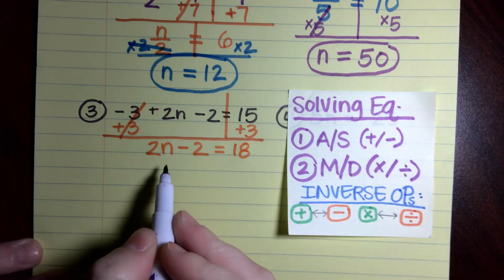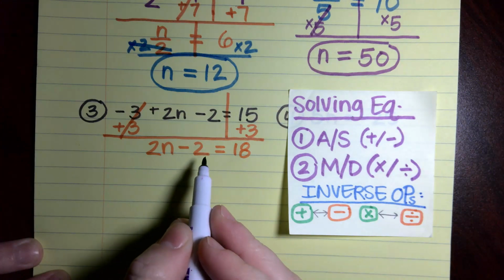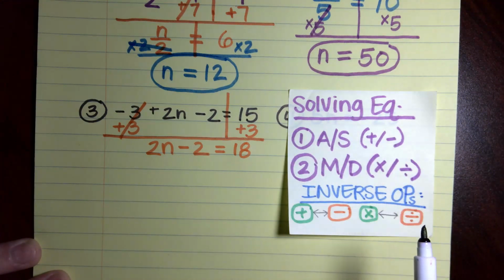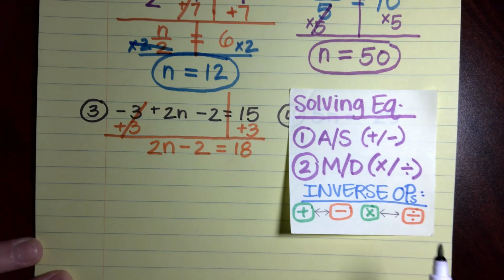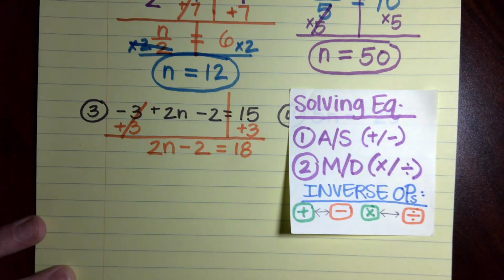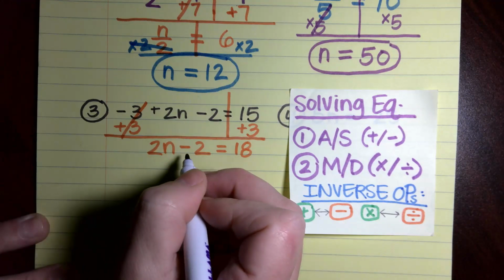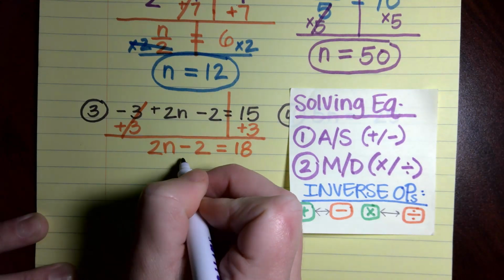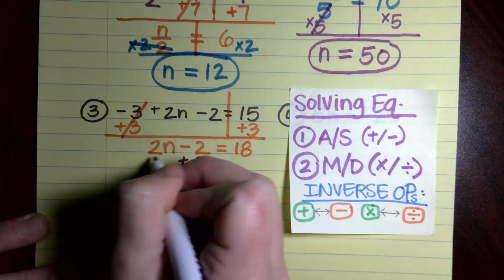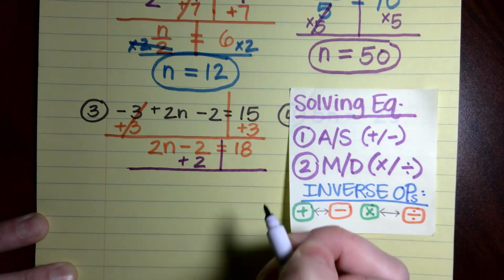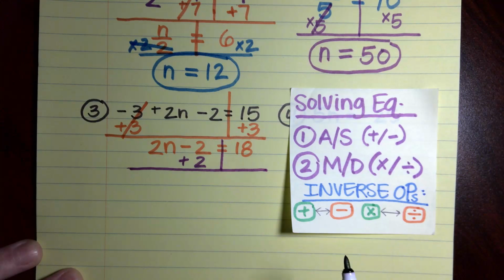Okay, now let's check our next step. We have 2 times n minus 2. Have we gotten rid of all of our addition and subtraction yet? No, we haven't. What do we need to do then? We add 2. Perfect. We want to get rid of this minus 2, so we're going to do plus 2. And remember, here's our line. Where else do we add 2?